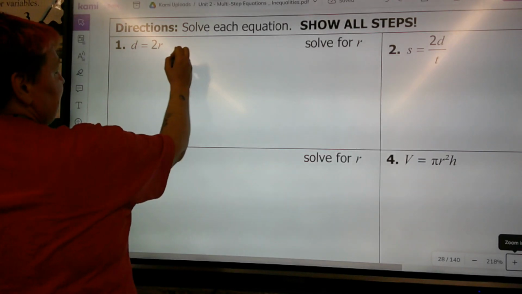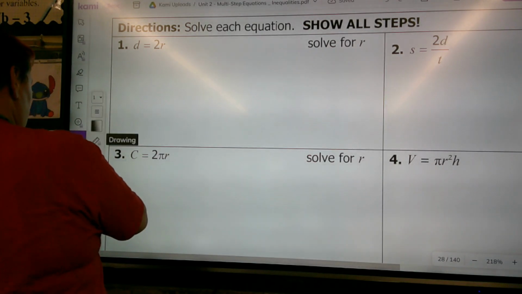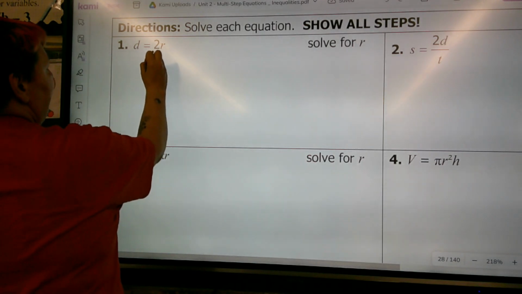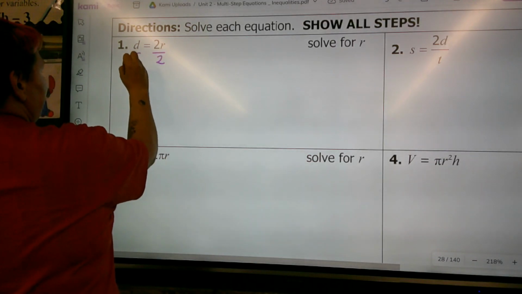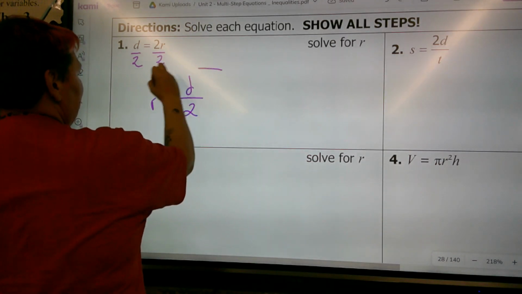Alright, so D equals 2R, we're solving for R. So, in the way is this times 2, so we're going to divide by 2. R equals D over 2.